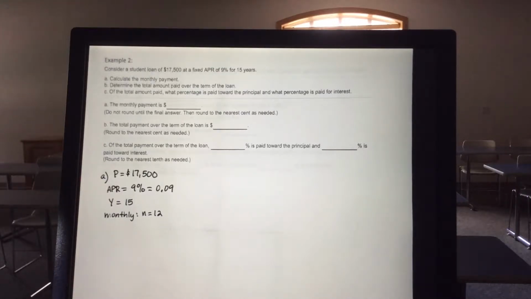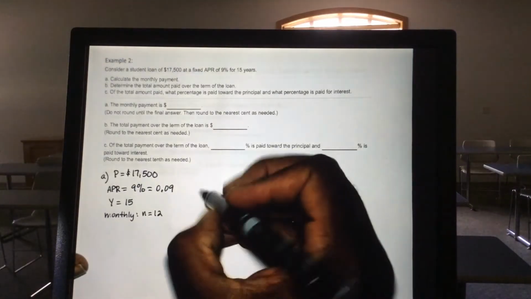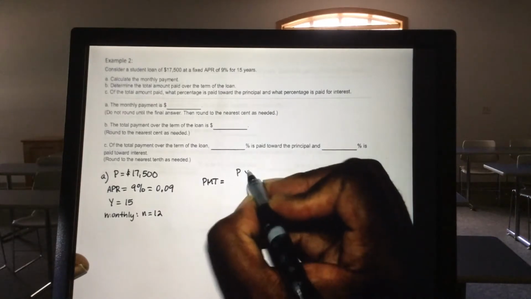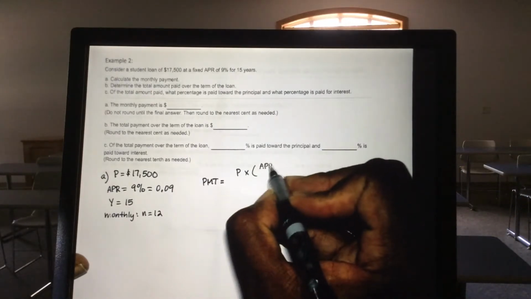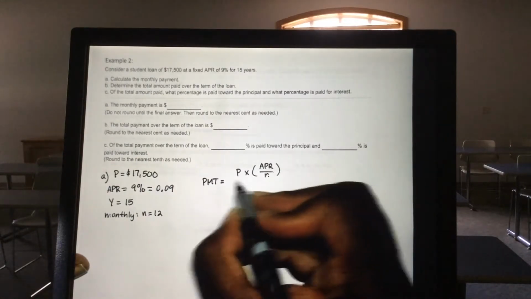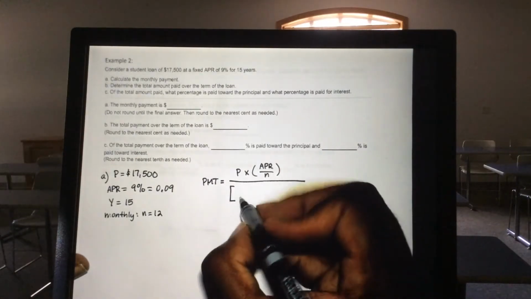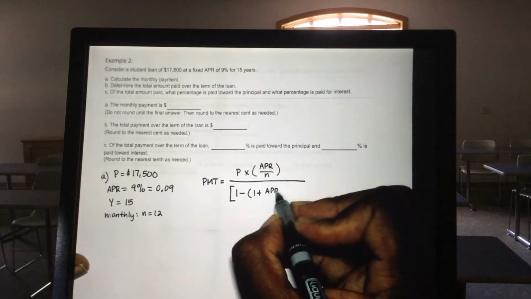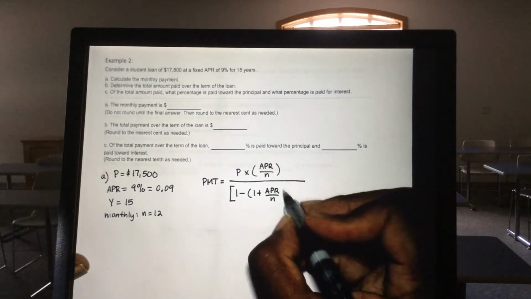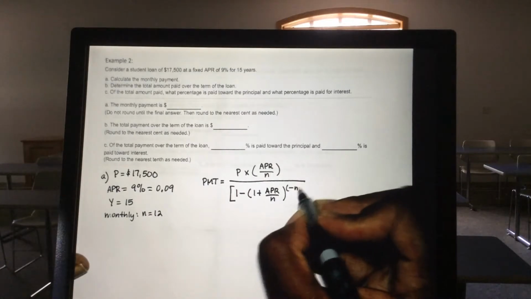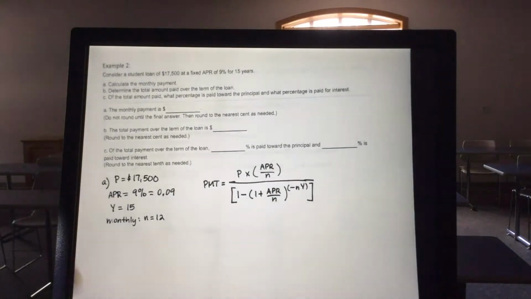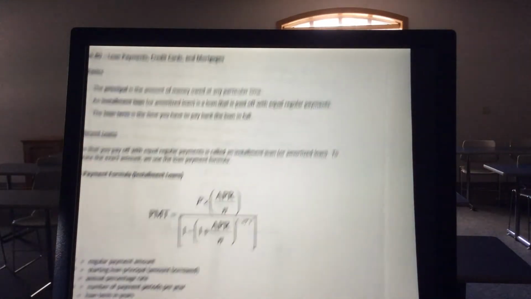Okay, so now this is where we use that installment formula. PMT, that's the payment, is equal to P times your APR divided by N, all divided by the quantity of 1 minus the quantity 1 plus APR divided by N, and that's raised to the negative N times Y. And that is this formula right here.